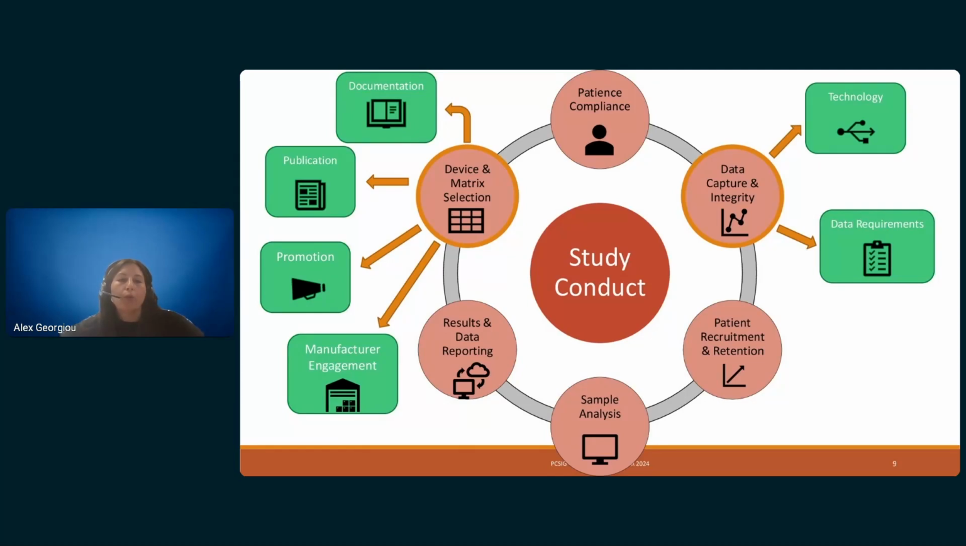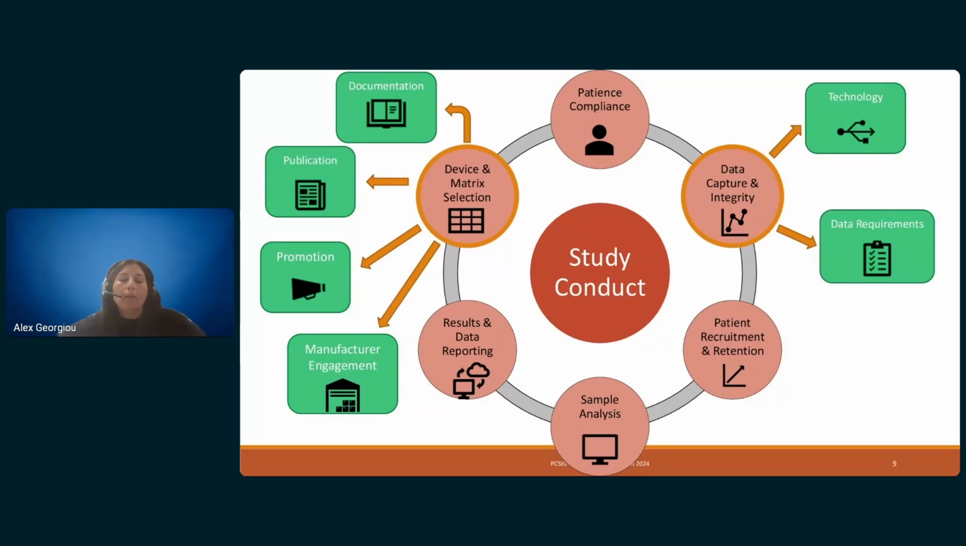And then for results and data reporting, questions like what happens to the source of the data, how does it get back to the site investigator, how do we link all the information through the end-to-end data flow, and the whole reconciliation process needs to be well understood.